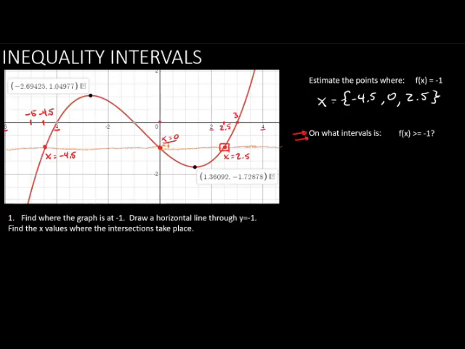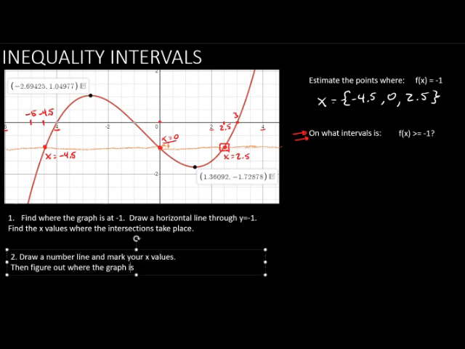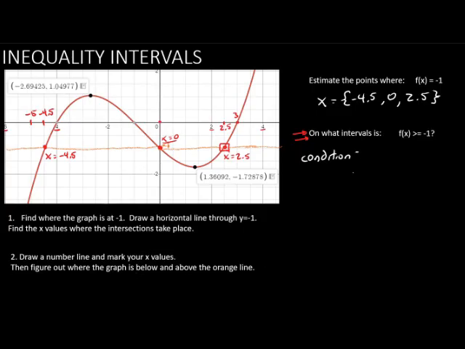Just as before, we're going to mark those x values on a number line and then try to figure out where the graph is below or above that horizontal orange line. Let's also remind ourselves of the condition we are trying to hit. The symbol in the inequality is greater than or equal to -1. If you have greater than or equal, this means we are going for the regions where the graph is above the orange line. That is, we want it to be greater. Because this symbol also includes equal, this means that our intersection points will be closed.